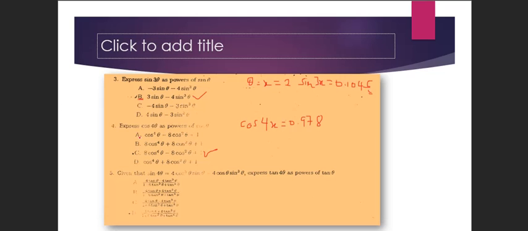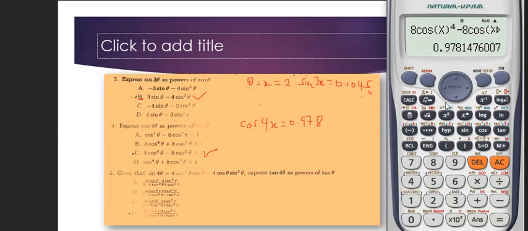Okay, so let's say we don't know the answer, and then we start from A. Okay, so let's start from A so that you get to understand what I'm trying to prove. Let's say we start from A, we don't know the answer. So we have cos x exponent 4, and then minus 8 cos squared, and then plus 1. And let's choose our value for x. So we know that our value for x is 3. Right, so you notice that the answer is different.